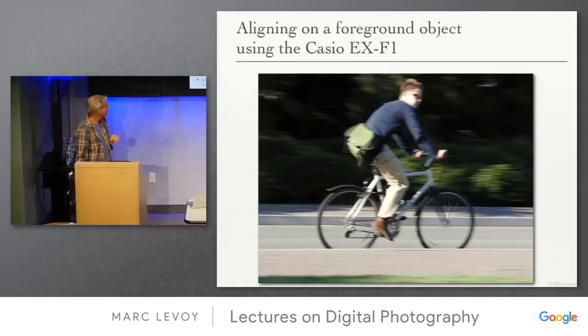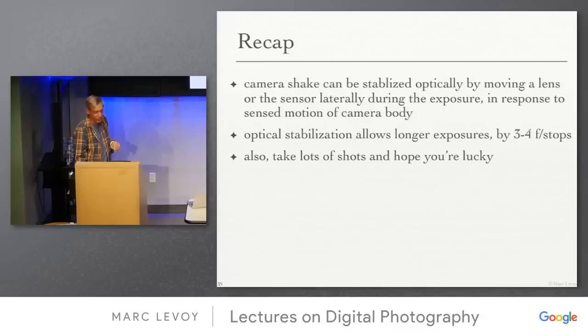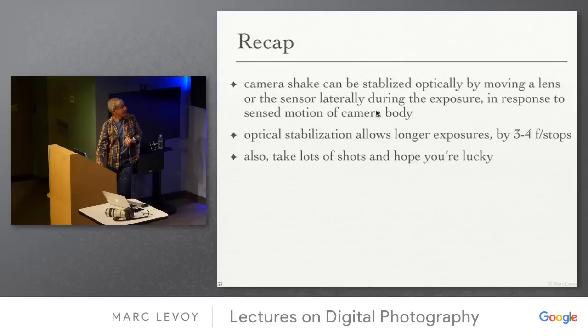Another thing you can do, of course, for object blur is just pan. Now that's not for handshake blur, that's for object blur. This takes quite a bit of practice, by the way. I took a lot of shots before I got that one to look reasonable. Okay, camera shake, moving a lens, optical stabilization allows somewhere 2, 3, 4 stops. Take lots of shots and hope you're lucky.